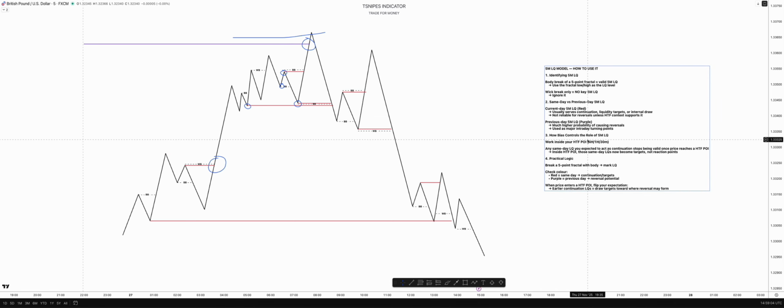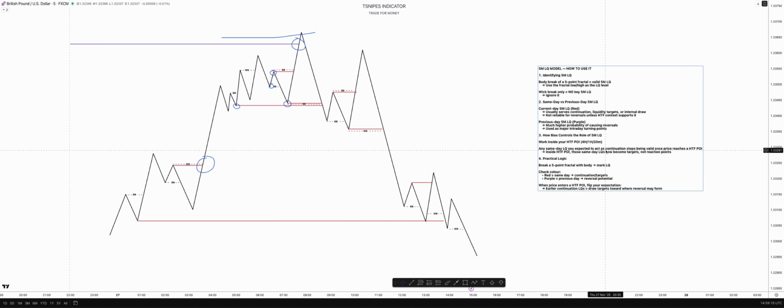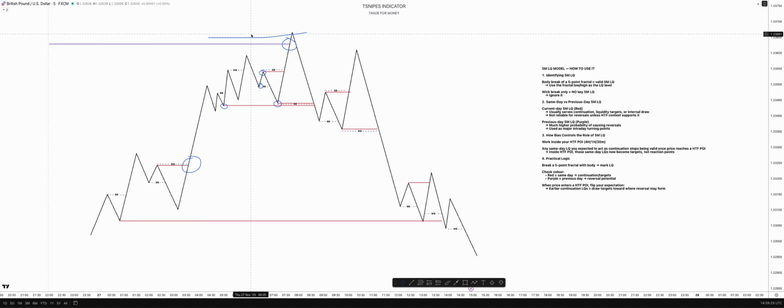How bias controls the role of the 5-minute liquidity. Work inside your higher time frame POI. You can use 4 hour, 1 hour, even 30 minutes sometimes. Any same day liquidity you expected to act as a continuation stops being valid once price reaches a higher time frame point of interest. So yet again, like I was just saying here, if we come into some EPA, all of these lows here with body breaks are now going to be seen as targets.